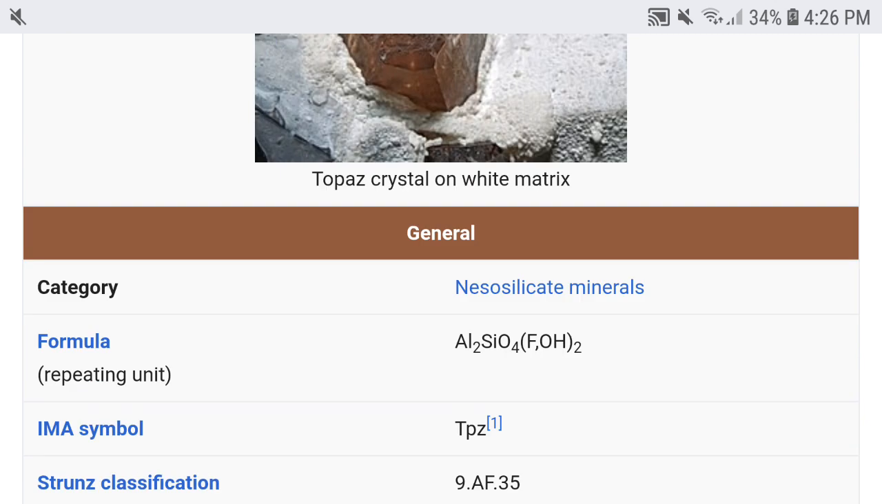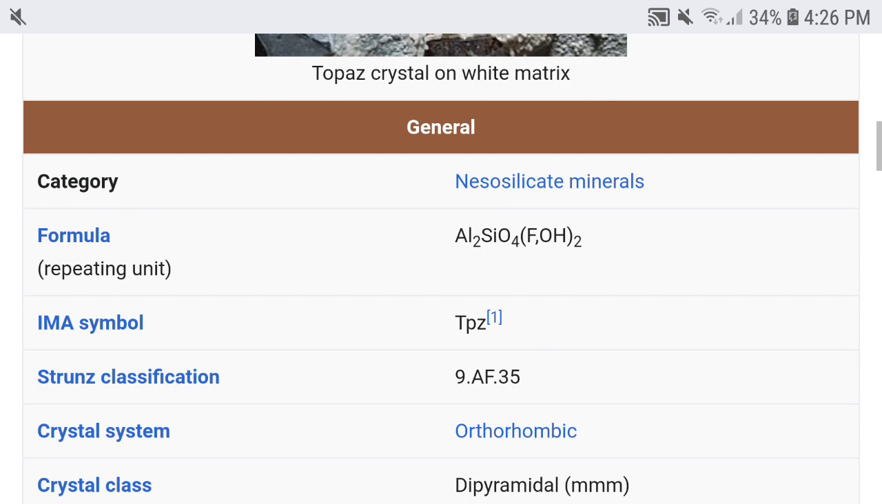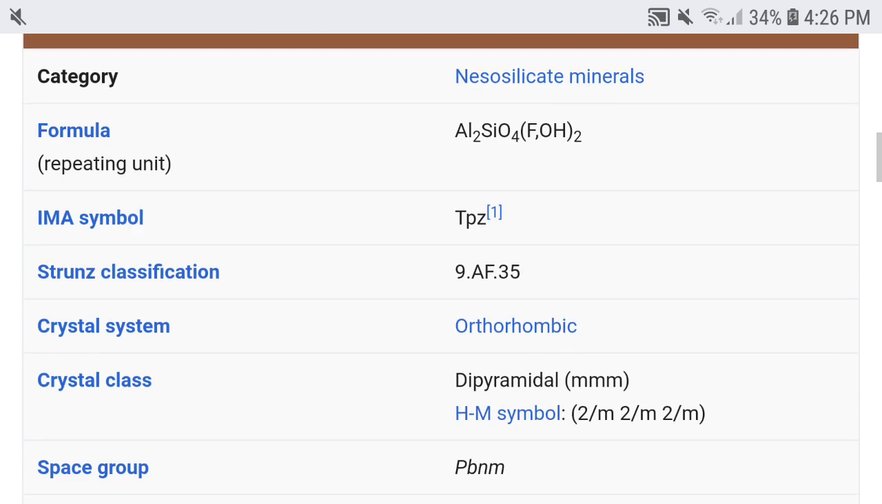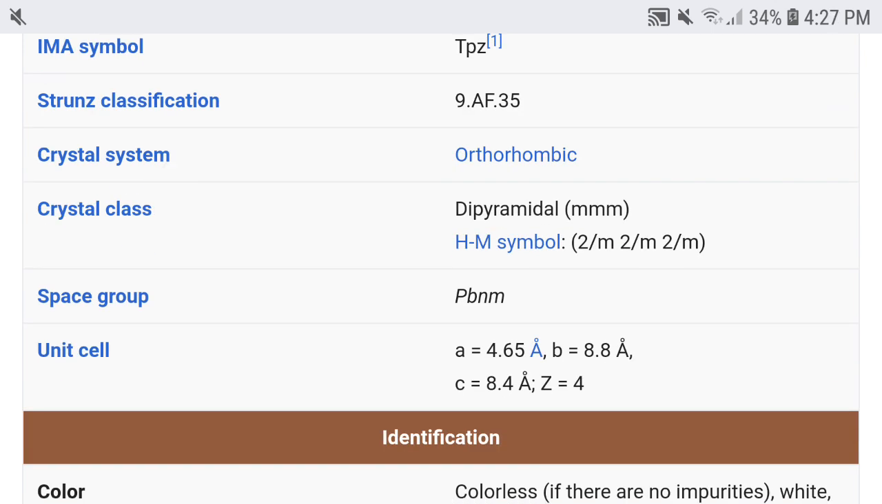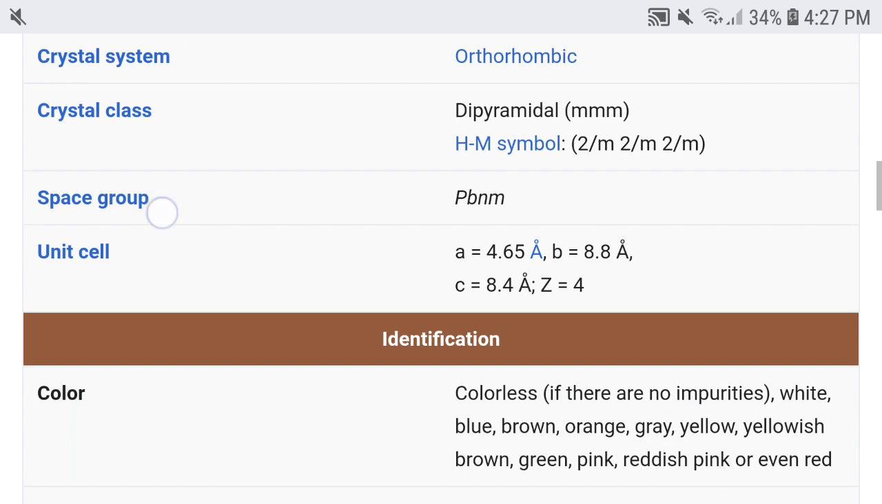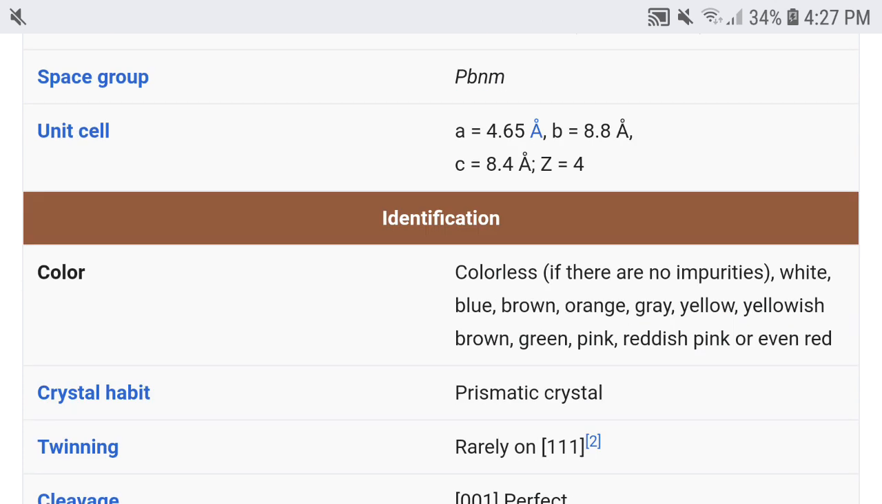Category will be silicate minerals. Formula we already mentioned. The symbol will be TPZ, which is topaz. Strunz classification. Crystal system will be orthorhombic. Crystal class will be dipyramidal. Space group, unit cell. Color will be colorless, white, blue, brown, orange, gray, yellow, yellowish brown, green, pink, reddish pink, or even red.